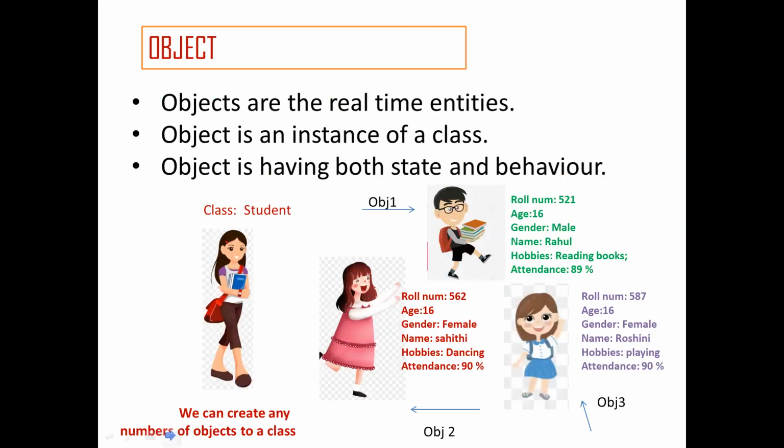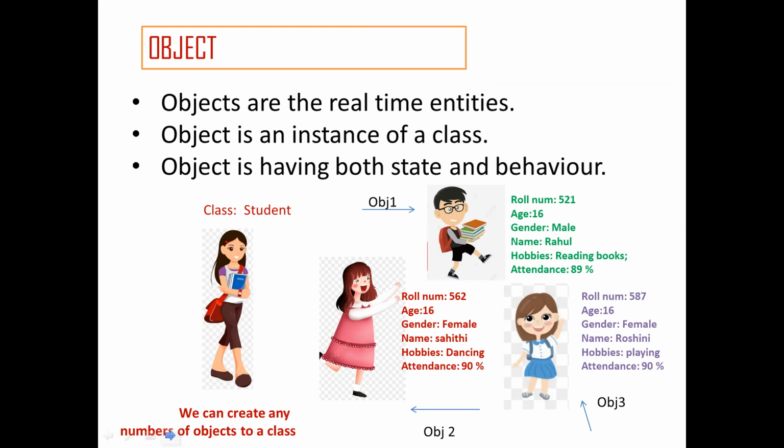And coming to an object. An object is a real-time entity in object-oriented environment. We simply say it's an instance of a class. And an object has both state and behavior. In the real world, anything can be considered an object in the object-oriented environment. It should exist in real time, then only we can treat it as an object. Otherwise, we cannot treat it as an object.